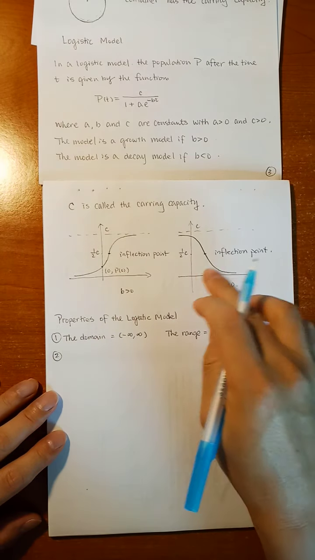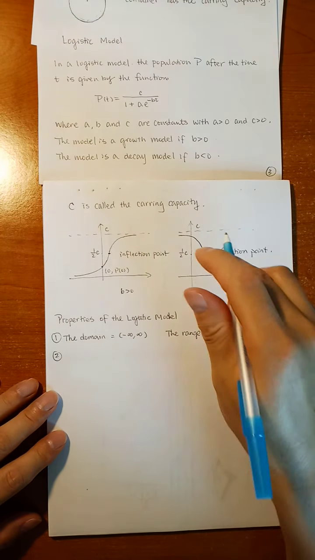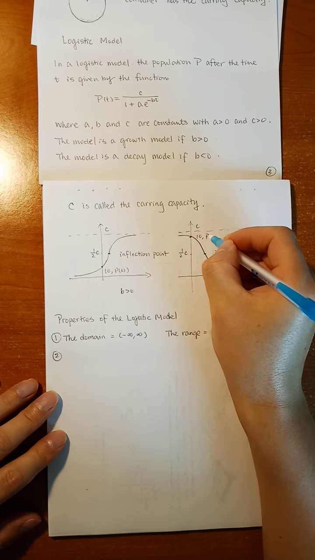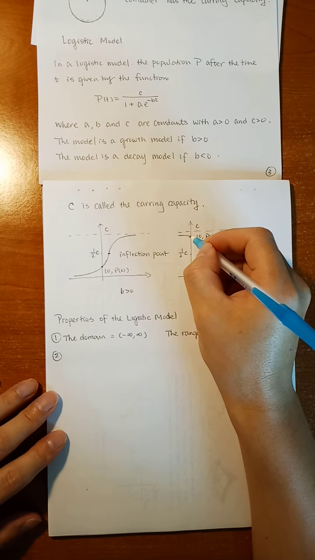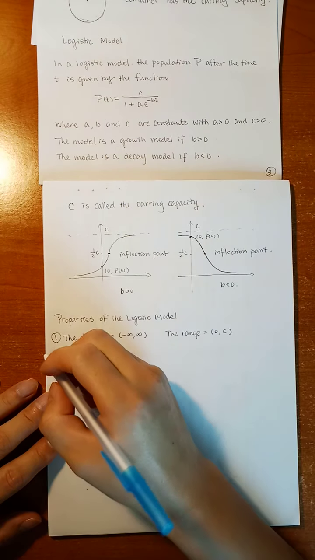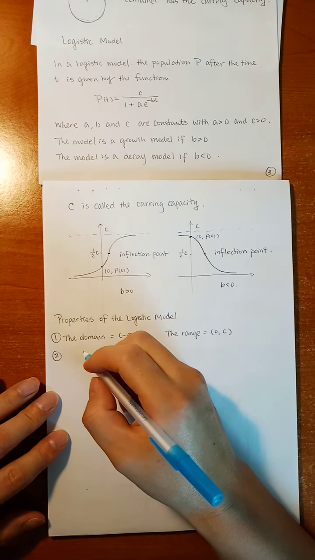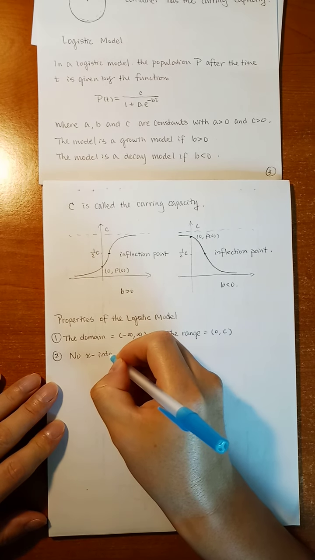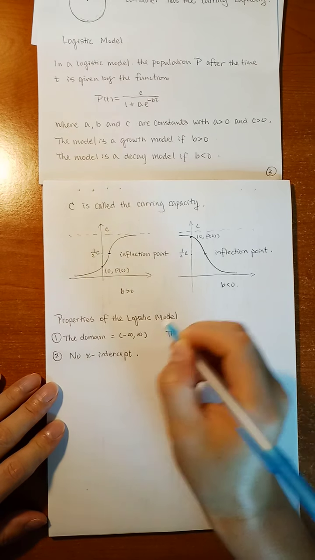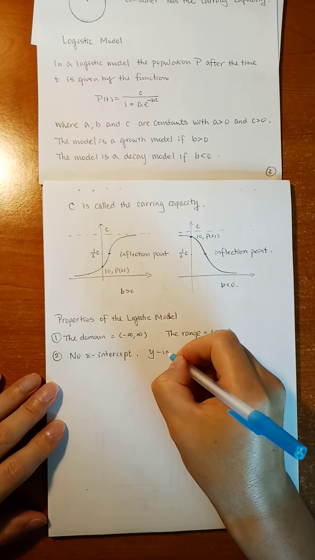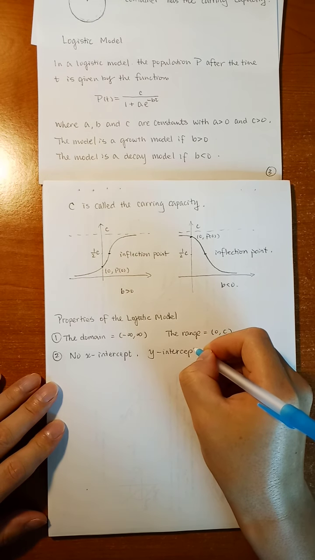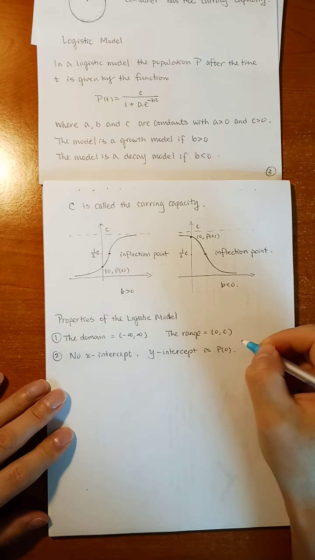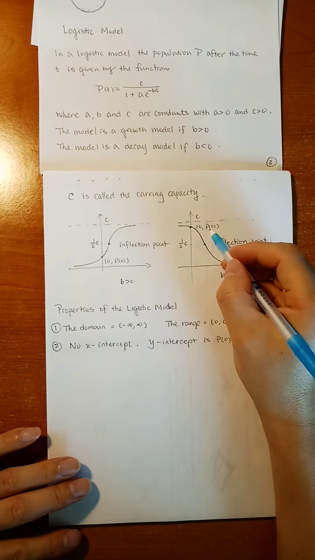Second, it does not intersect the x-axis, but it will intersect the y-axis at p of 0. If it intersects the y-axis, it's always p of 0, f of 0. So there is no x-intercept. The y-intercept is just the y coordinate, p of 0.